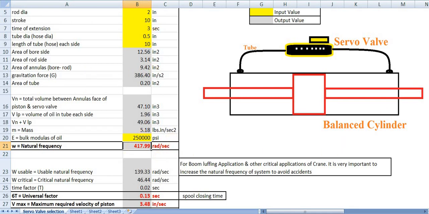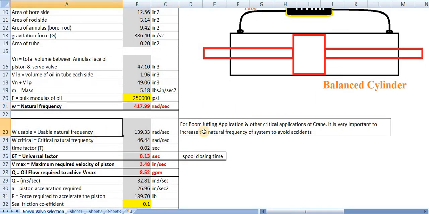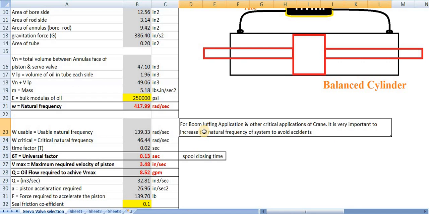I'm not going to explain natural frequency and how it works here, because it would go into a new topic and I'd be off topic. This is the natural frequency in radians per second, and there are some factors we need to consider. I mentioned some applications here, like boom lifting and other critical crane applications. It is very important to increase the natural frequency of the system to avoid accidents. So I'm considering more factors and trying to determine the minimum natural frequency of this system, so I can avoid resonance and the system will work smoothly in the field.